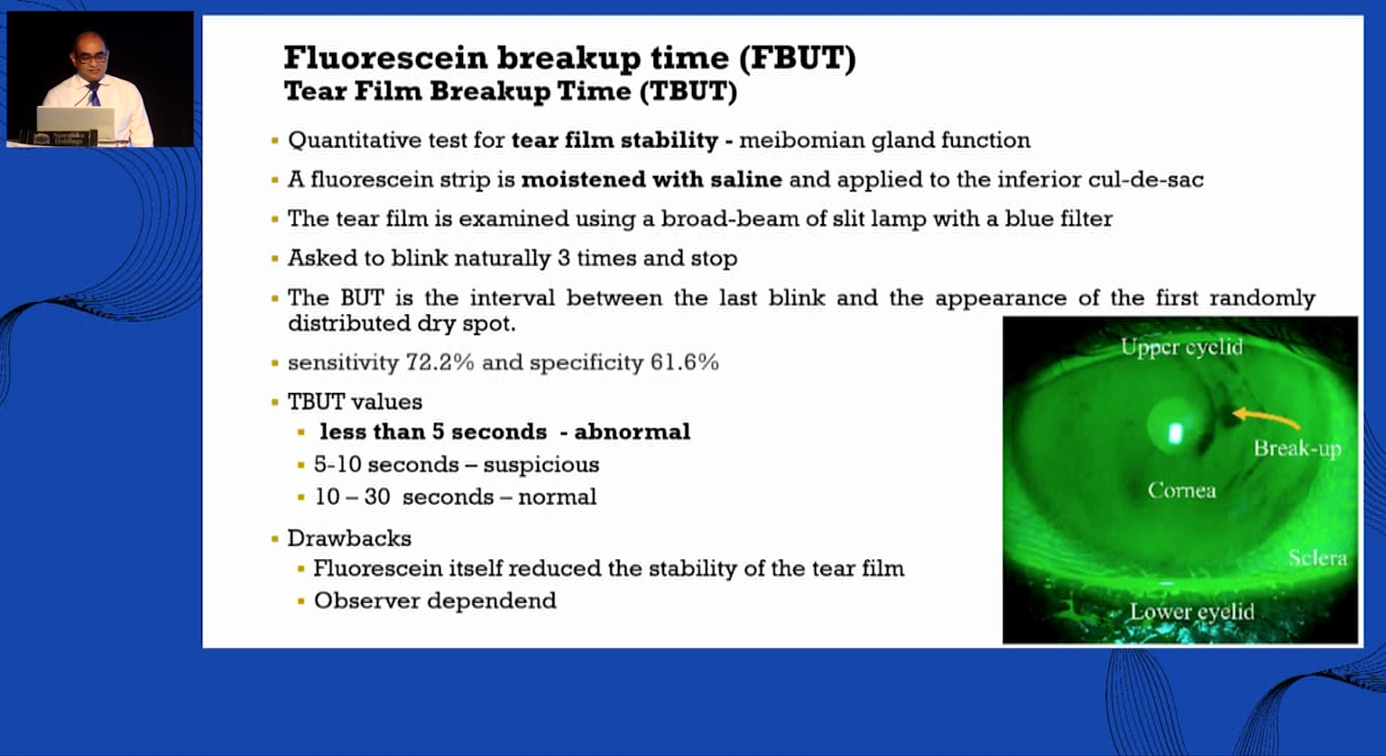And drawbacks of this test: fluorescein itself reduces the stability of the tear film. That's the problem. Another thing is it's observer dependent as well.